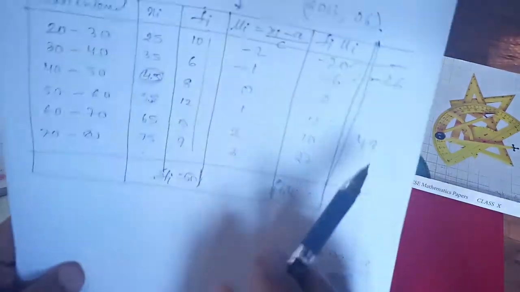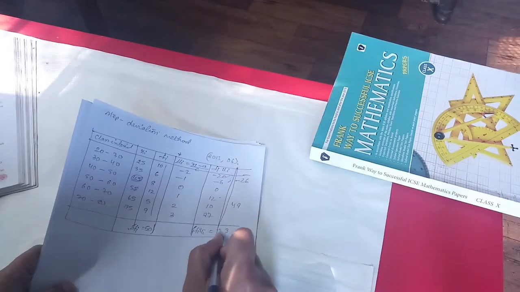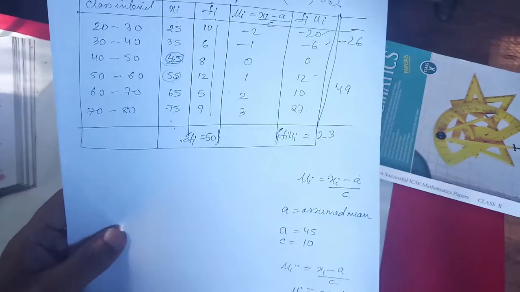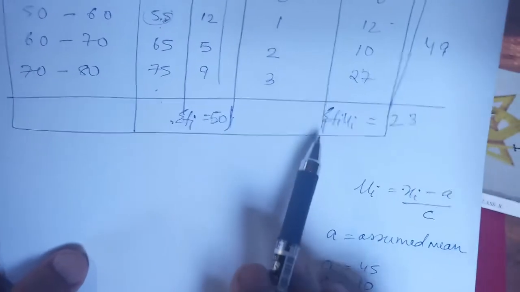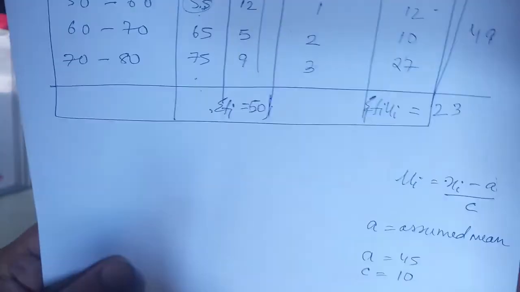Now 49 minus 26, this has to be subtracted because there is minus. So 9 minus 6, 3, you get 23. Did you get 23? So see, summation fi ui you got 23, summation fi you got 50. Now what you do is, you have to use the formula.